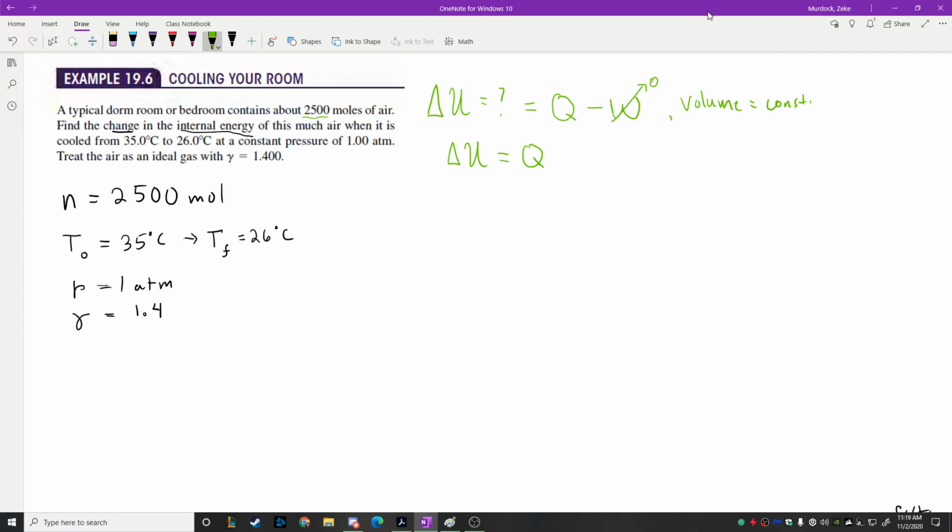So this room cools from 35 down to 26. And what I would say is that the heat exchange should then be equal to the number of moles of the gas that we have times the specific heat at constant volume times the change in temperature.